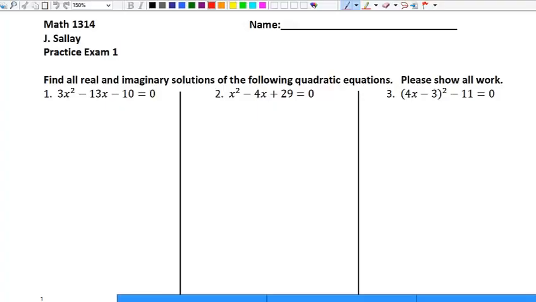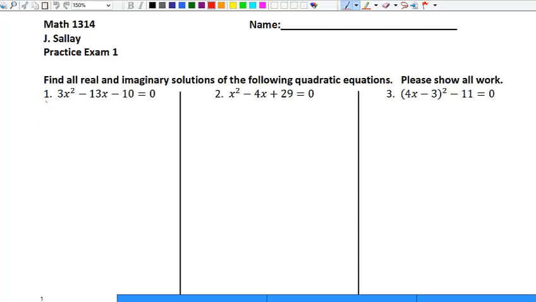For our first section, we need to find all real and imaginary solutions of the following quadratic equations, and make sure you show all your work. So for problem number 1, step 1, we have to set it equal to 0. Step 2 says we have to factor the left side.